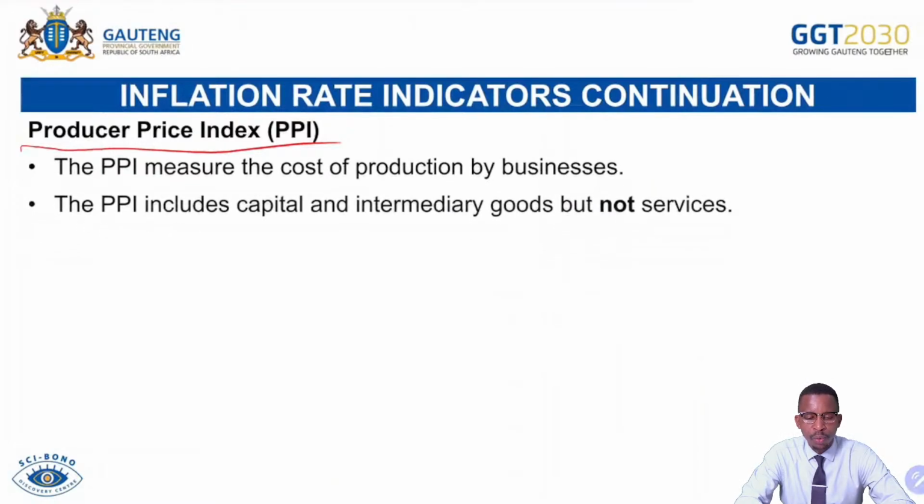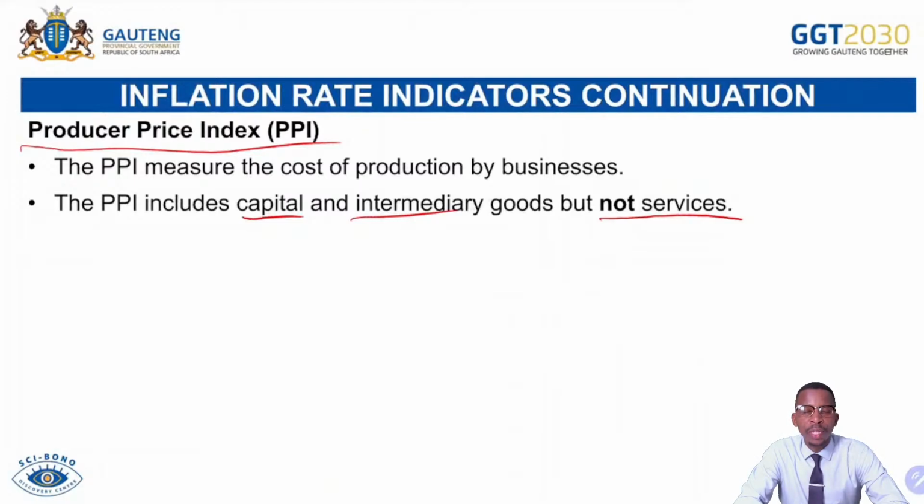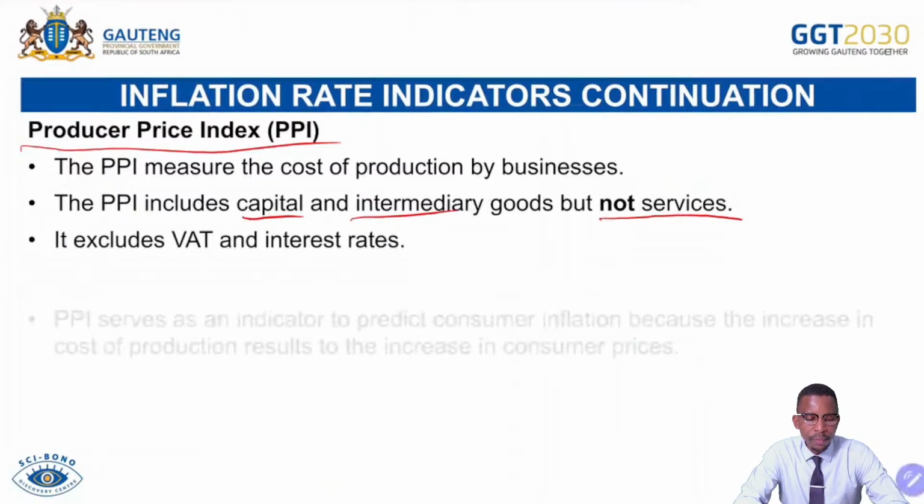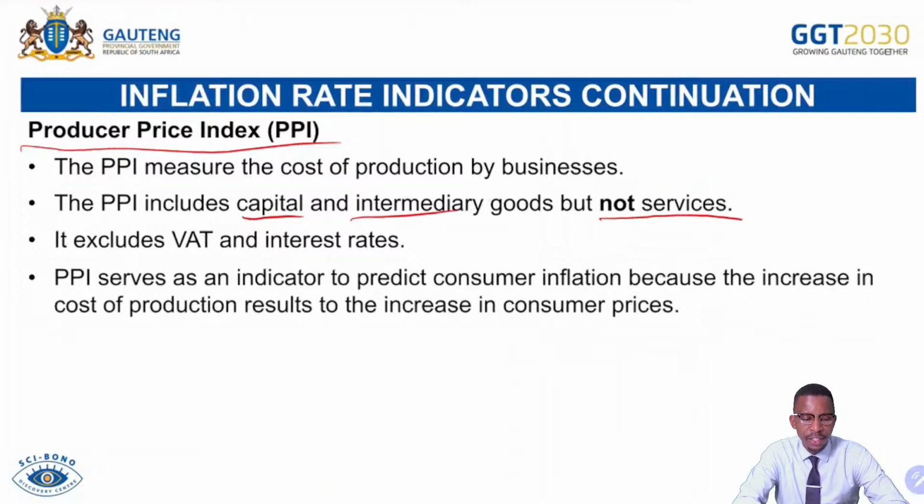The PPI includes the capital goods and intermediate goods, but not services. So services are not a part of the PPI basket, but the consumer goods and capital goods are part of the PPI basket. Remember that the prices of imported capital goods and intermediate goods are explicitly shown in this basket. We exclude the likes of interest rate; taxes are not part of the producer price index. It excludes VAT and interest rate.